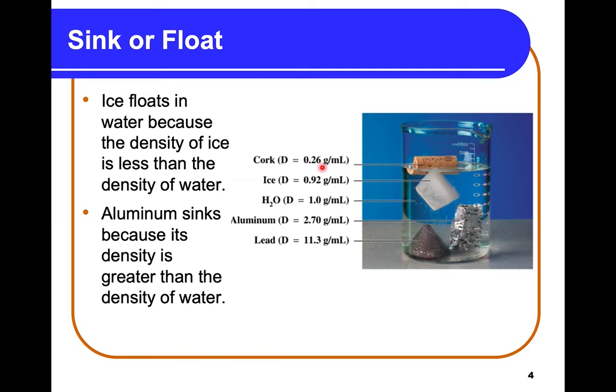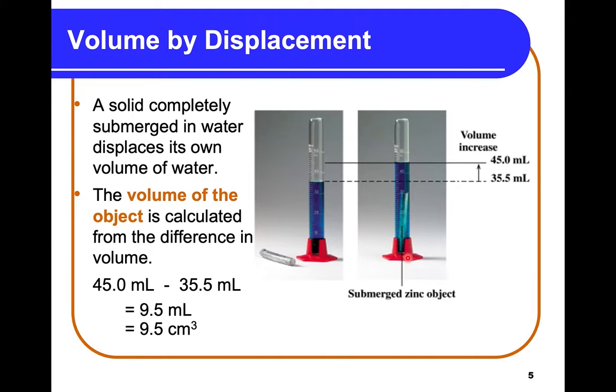Cork, as we said earlier, is less dense than water, so it floats. And our two metals here, aluminum and lead, both sink to the bottom because they're more dense than water. What are we going to do today? You're going to measure the masses, and to do that, you're simply going to put your samples onto an electronic balance. We should talk a little bit more about how we're going to measure the volume.